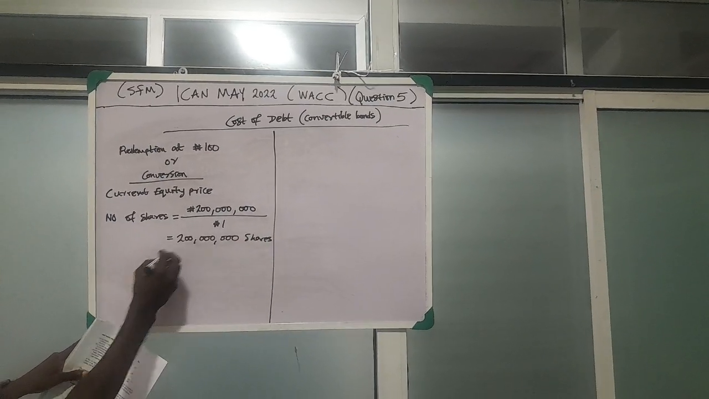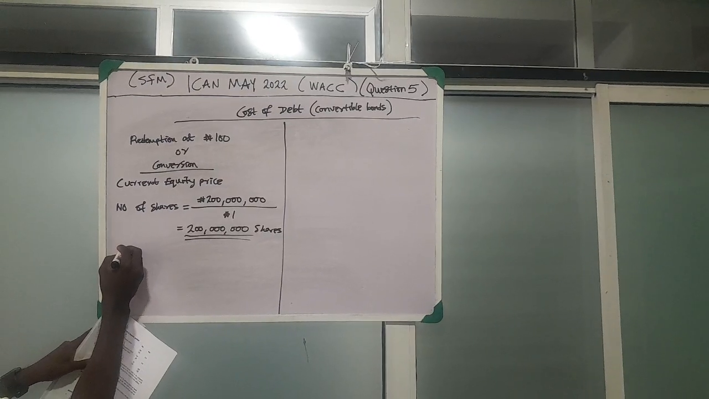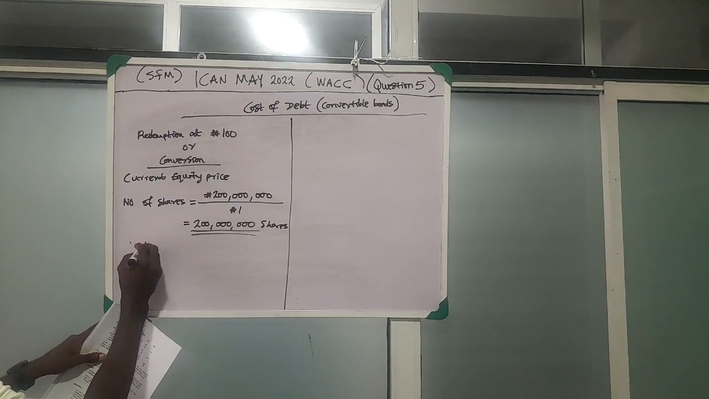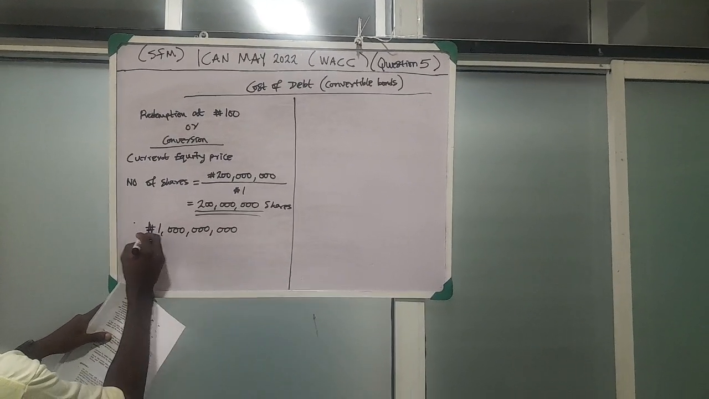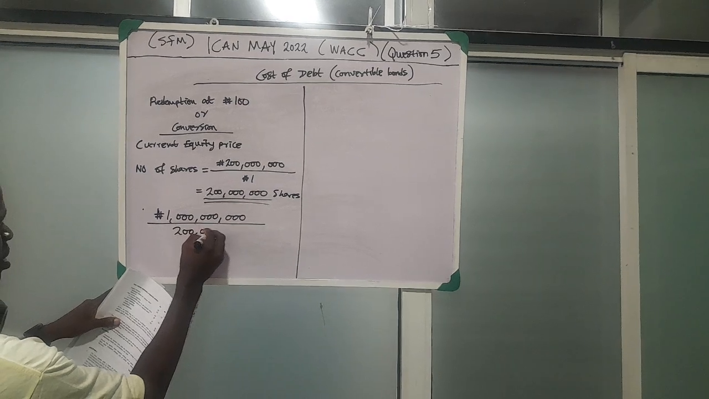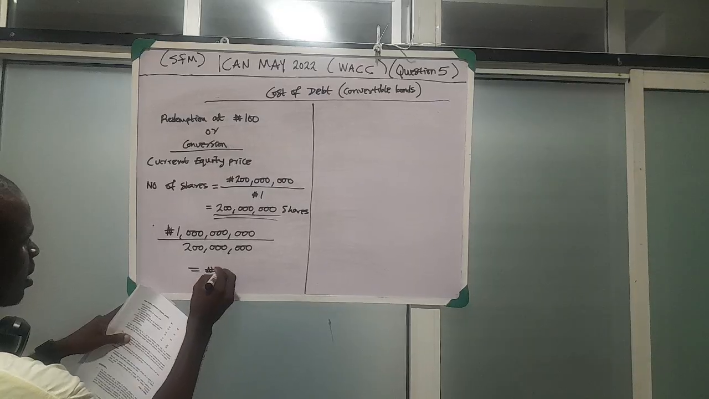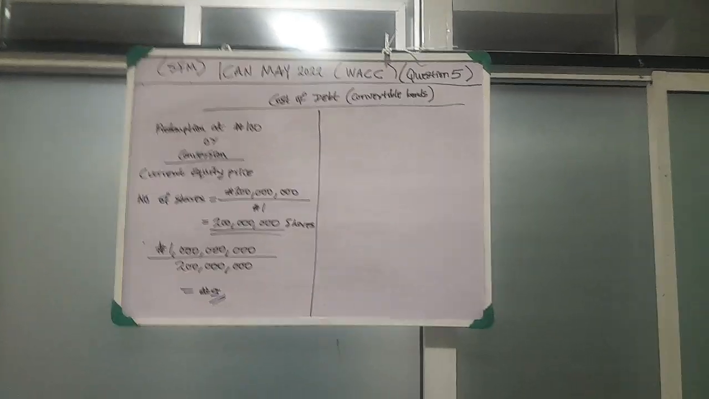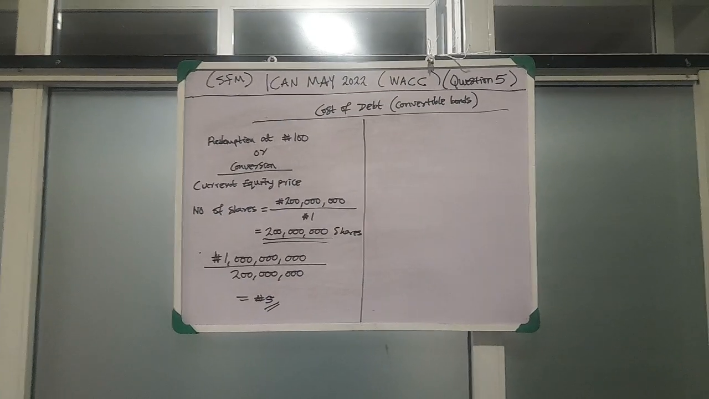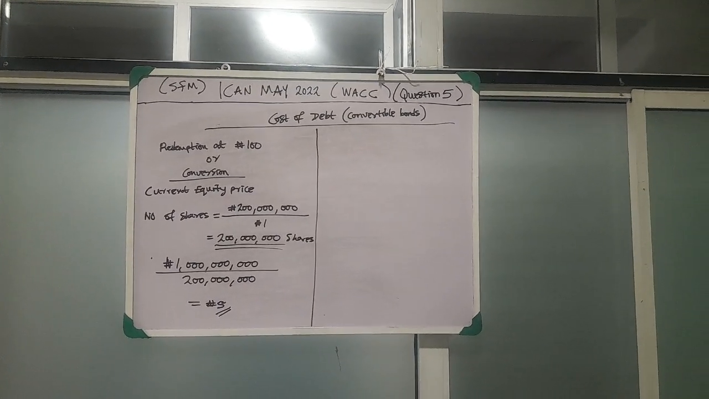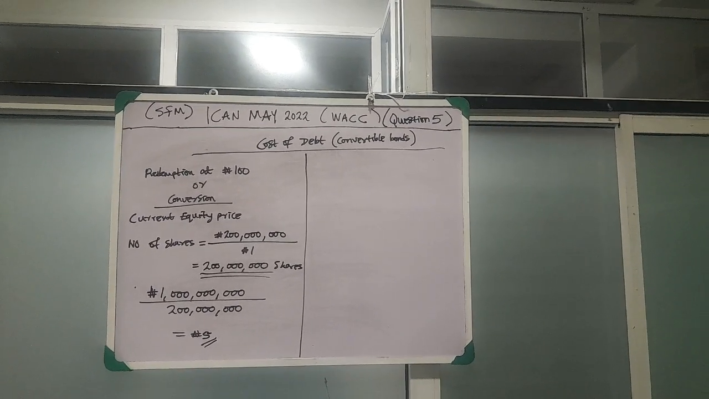To get the current price of equity, they say they have 1 billion ex dividend value. 1 billion divided by the 200 million shares will give us 5 naira as the current share price. Now, since we want to convert, they also told us it is expected to grow at 4%.